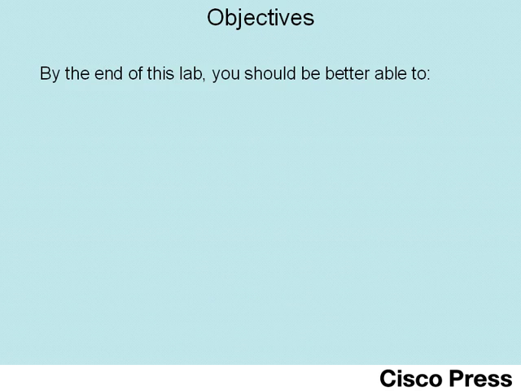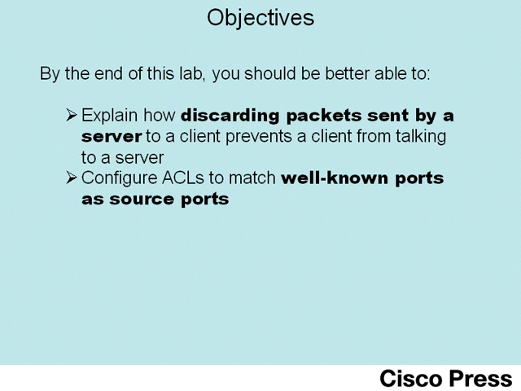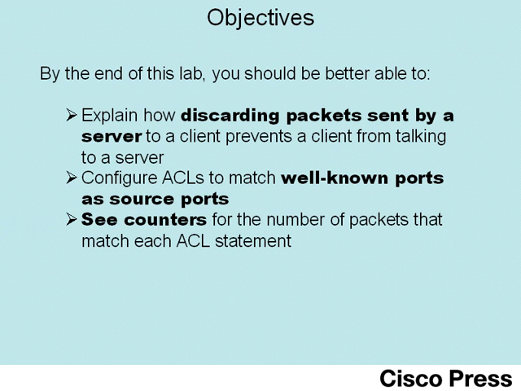This lab has three main objectives. By the end of this lab, you should be better able to explain how discarding packets that are sent by a server towards a client prevents the client from talking to the server. You should also know how to configure ACLs that match well-known ports as the source port in a particular packet, and you'll be reminded how to see counters for an ACL that shows how many packets have matched each line of the ACL.